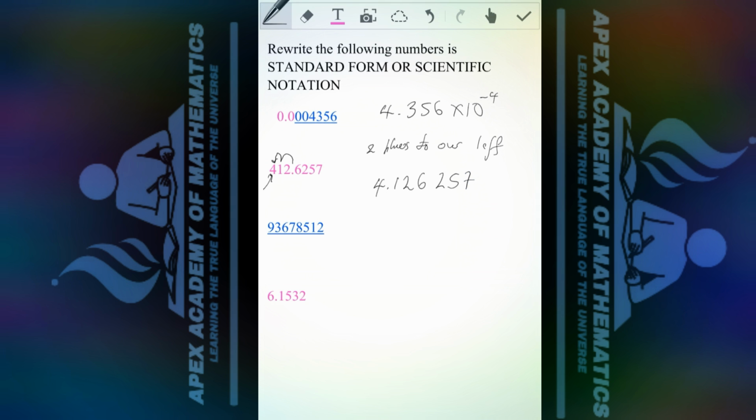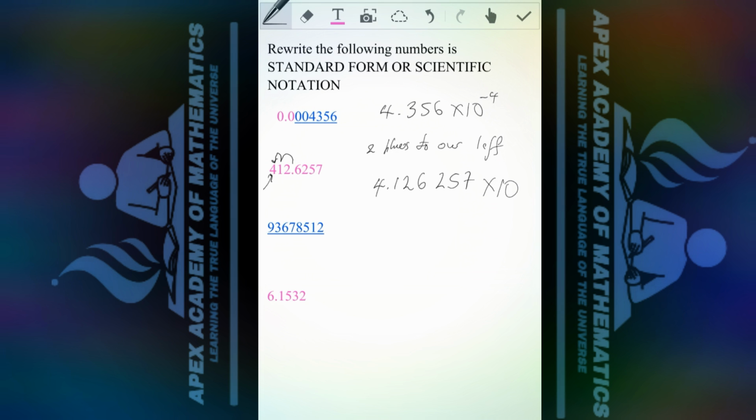4.126257. That's quite a long number. We could do some approximation to that, but not in this video. We're going to be doing future videos where we are going to be putting numbers in standard form, rounding them down at the same time to significant figures or decimal places. So for now, we're going to keep A to be this very long number, 4.126257. All right, now we know it's always going to be times 10.